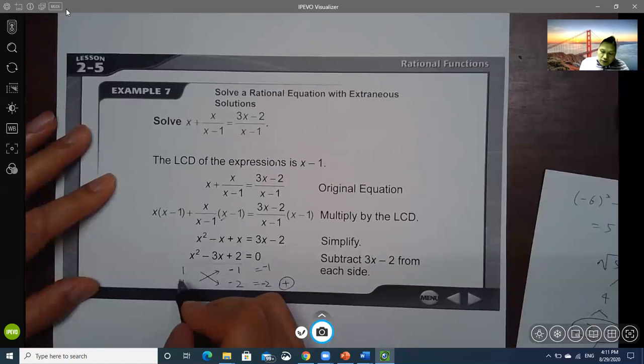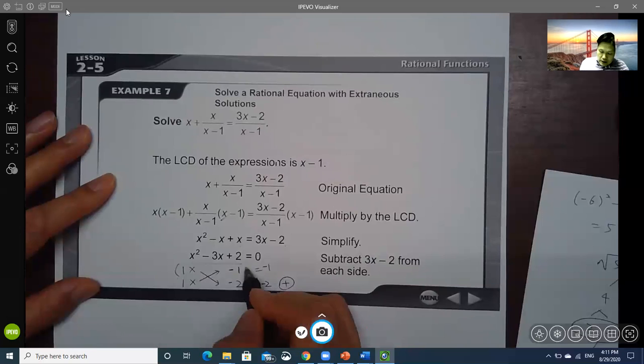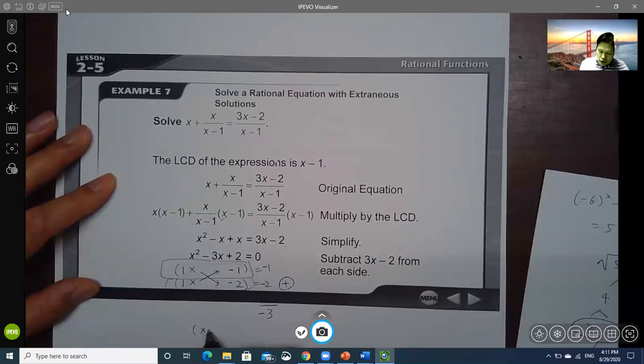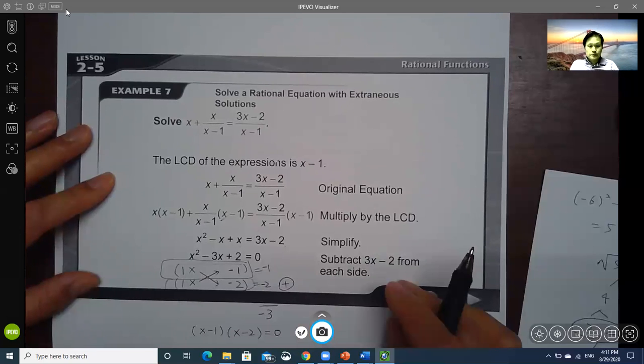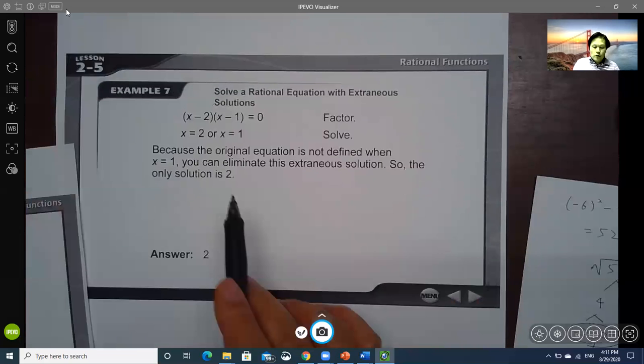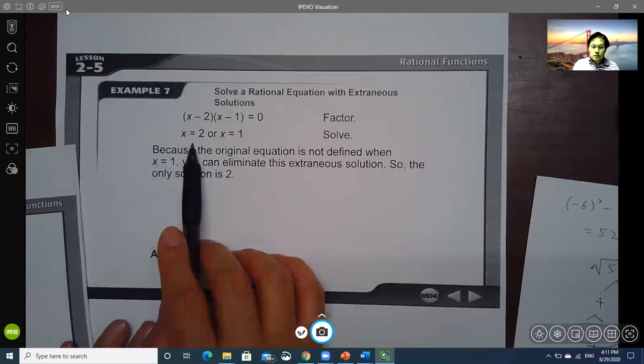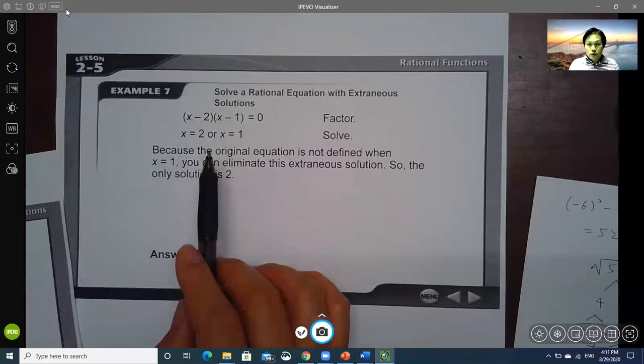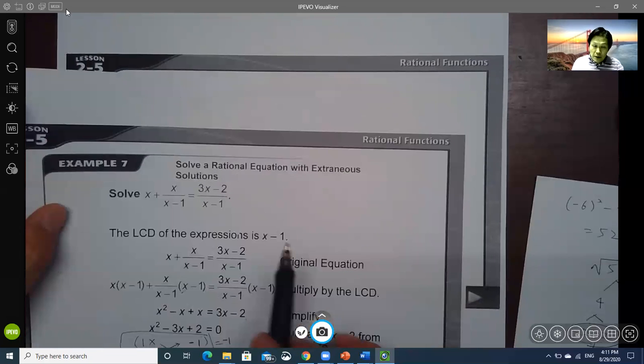Put x here, parenthesis, top floor, bottom floor. You got x minus 1, x minus 2 equal to 0. So keep going from there. You got 2 answers. Okay, don't forget checking domain.